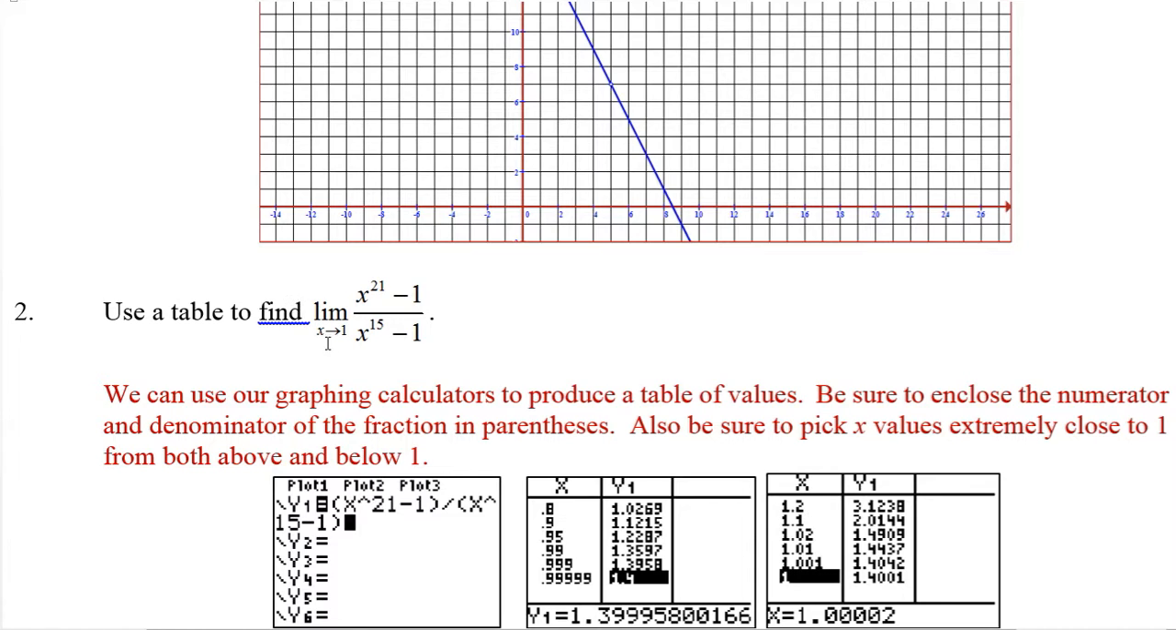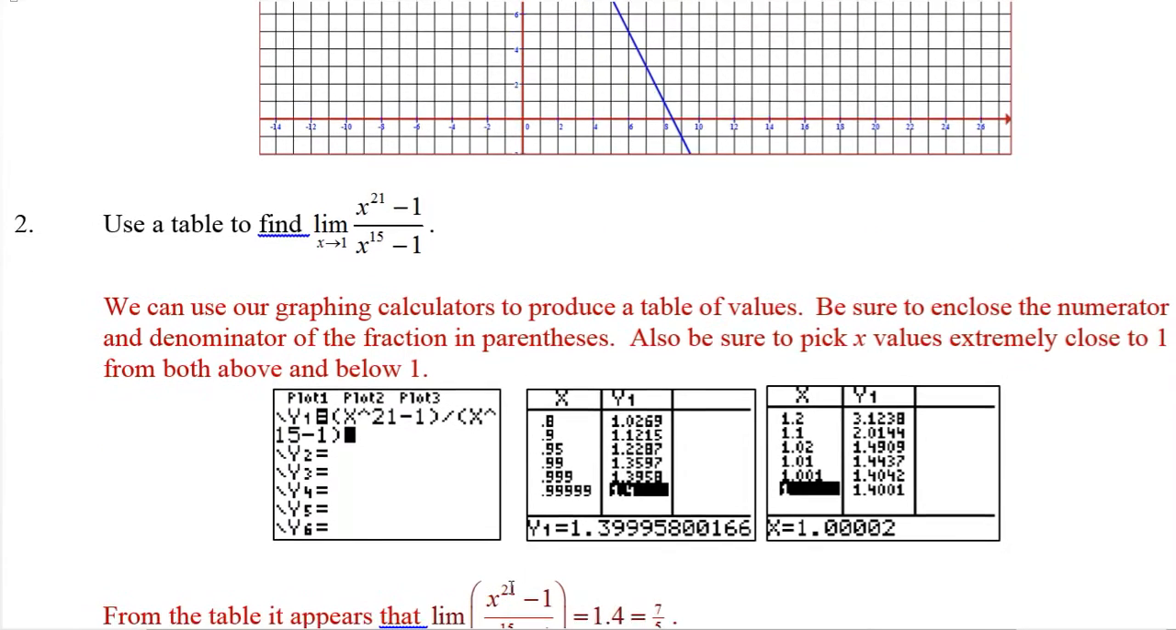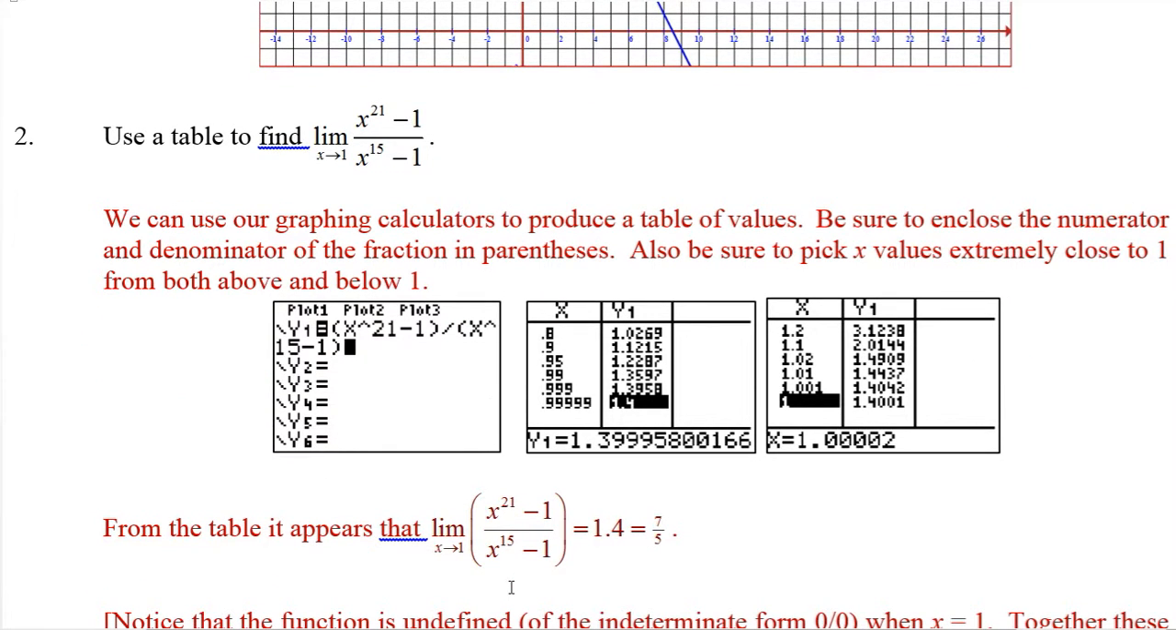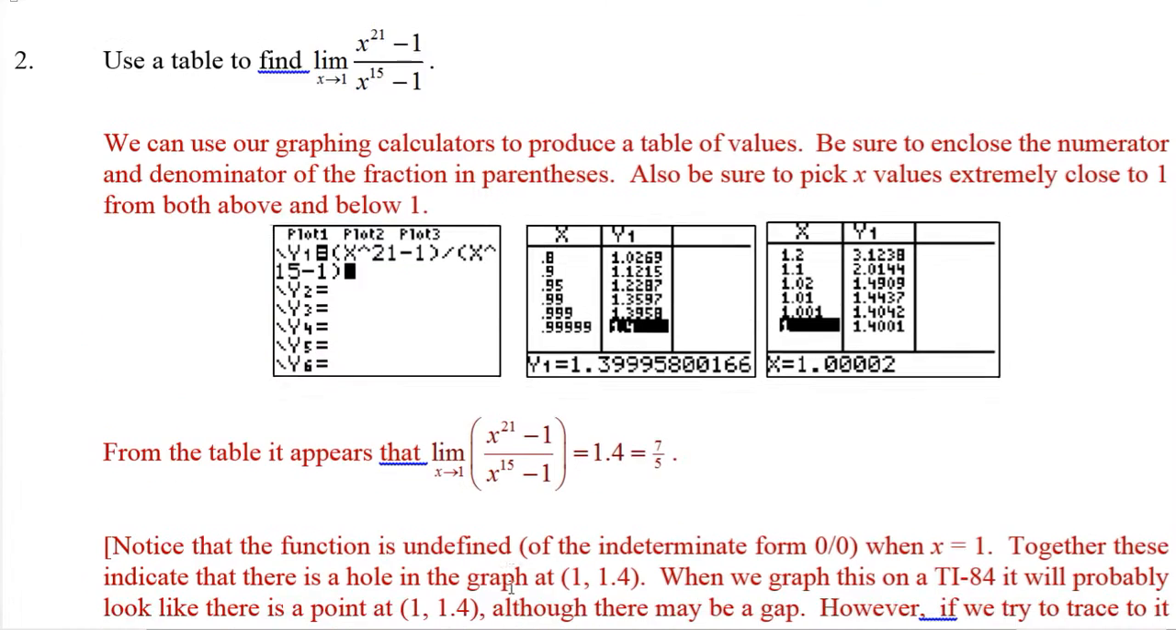And then we can also take the limit from the right side. We take numbers that are larger than 1, but close to 1, and getting closer and closer and closer still. And this last one, I let x be 1.00002, and we see again that y is very close to 1.4. So it looks like probably we're getting close to 1.4 for our limit, which is 7/5.